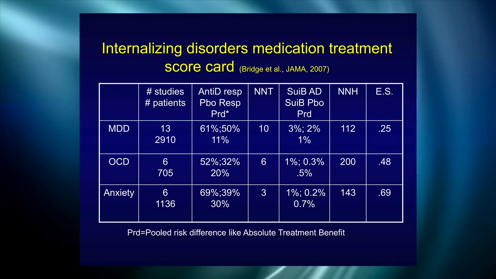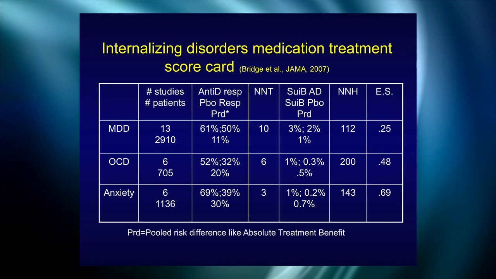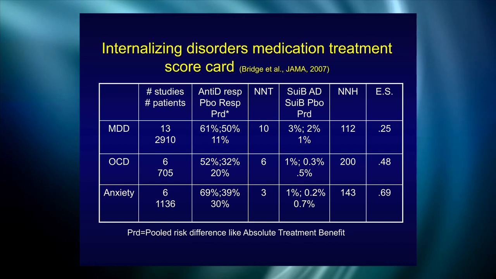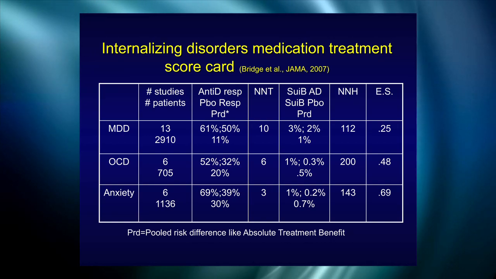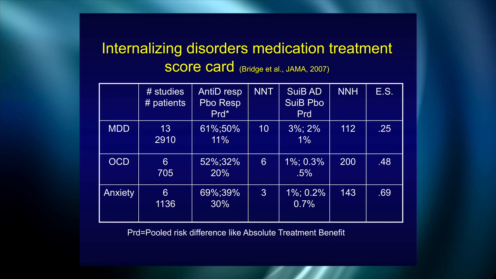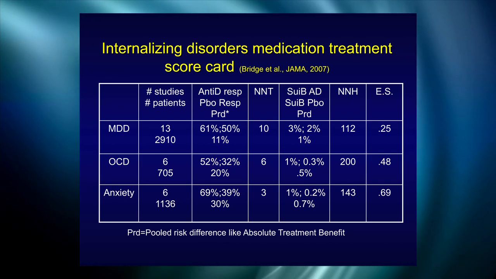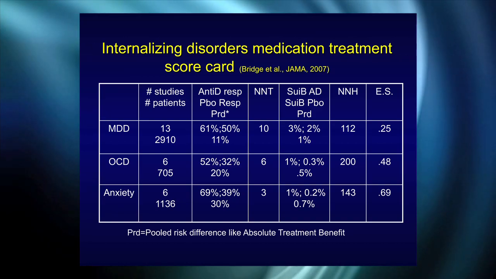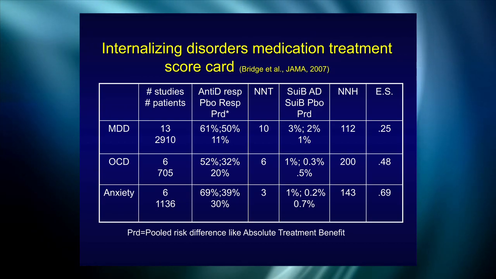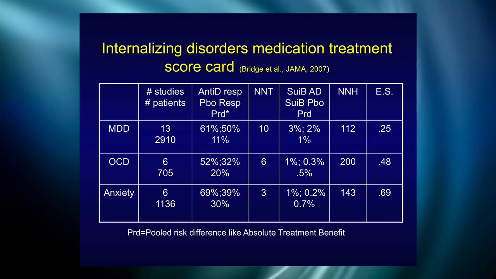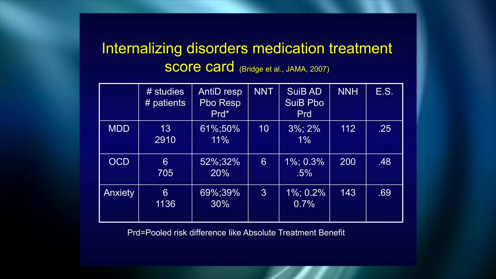So here's the scorecard for depression, obsessive compulsive disorder, and anxiety. The number needed to treat, the number of kids that you need to see before you get a response in depression is 10. For OCD is 6. For anxiety is 3. Okay, so there you see the relative responses of the medications in the various conditions. And here you see the number needed to harm. 112 kids, 200 kids, 143 kids. So there's the difference between depression and the anxiety things.